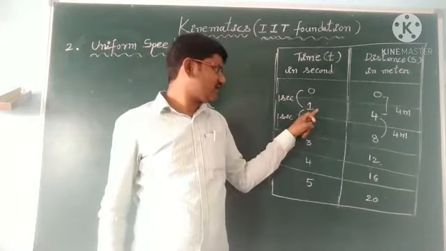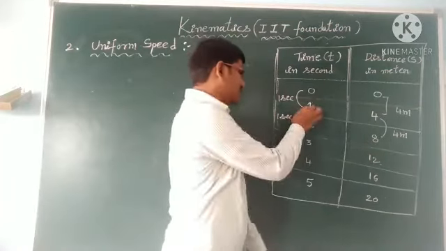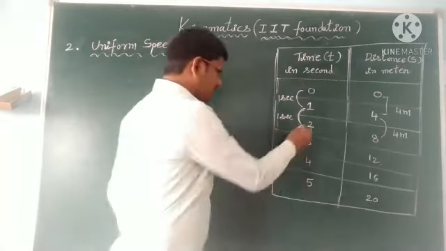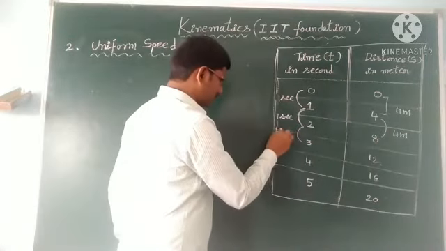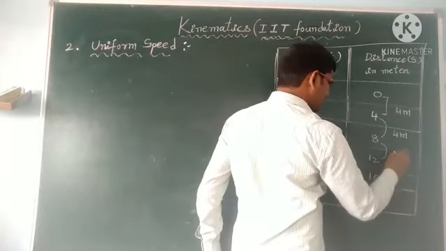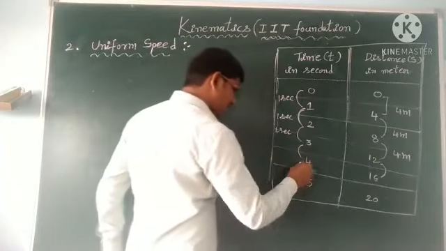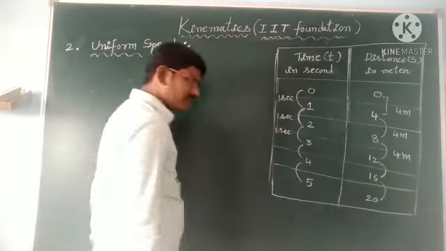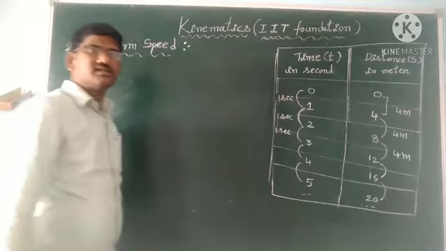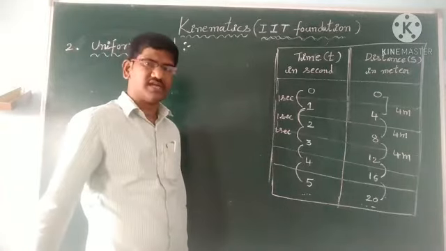So next, after 1 second, 4 meters. After 2 seconds, 8 meters. Means in this interval of time, again 1 second is the difference in time, 4 meters he covered. Here also 1 second, and the covering distance is 4 meters. Next 1 second, 4 meters, and so on. He is covering equal distances in equal intervals of time.